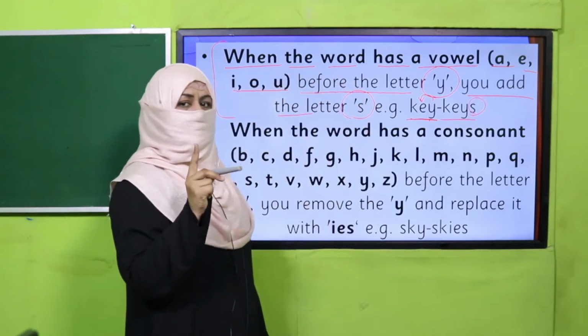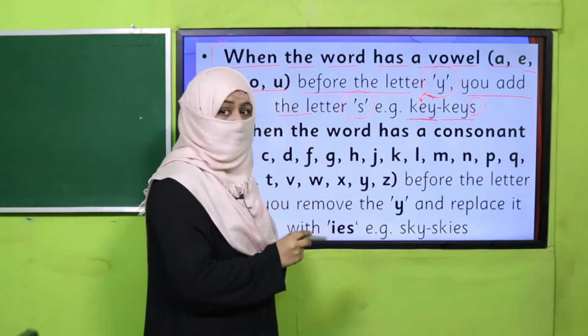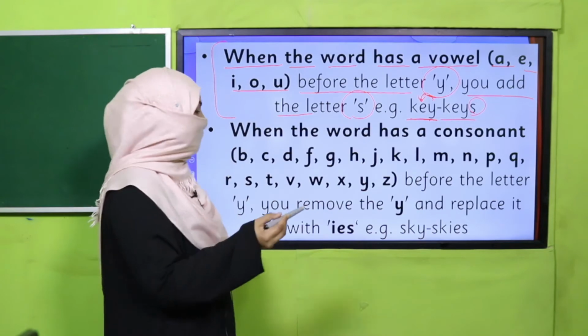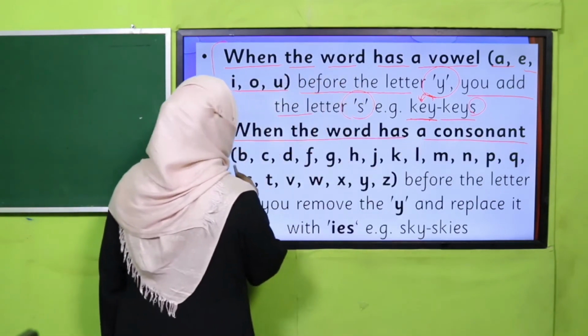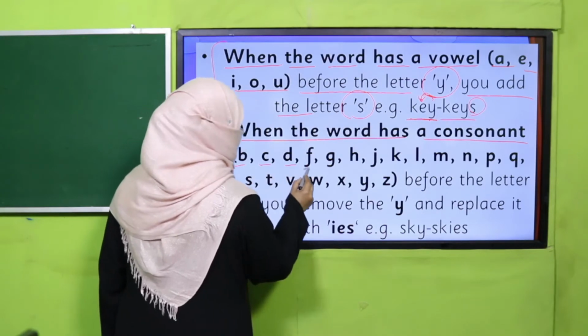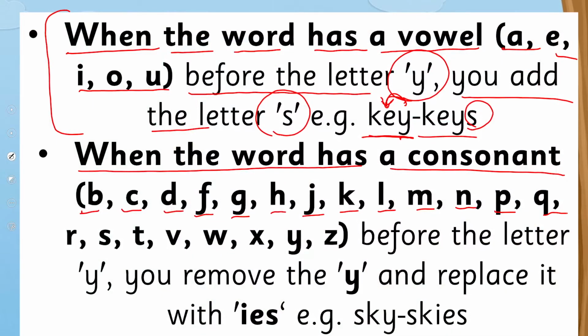It means if before Y there is not a vowel, there is a consonant, the rule is different. And what is that rule? When the word has a consonant, B, C, D, F, G, H, J, K, L, M, N, P, Q, R, S, T, V, W, X, Y, Z. You know all these letters are consonants.